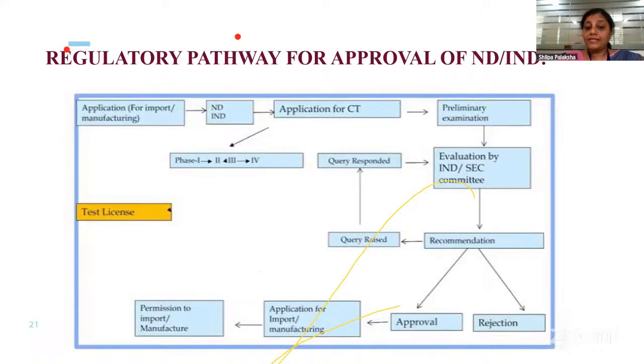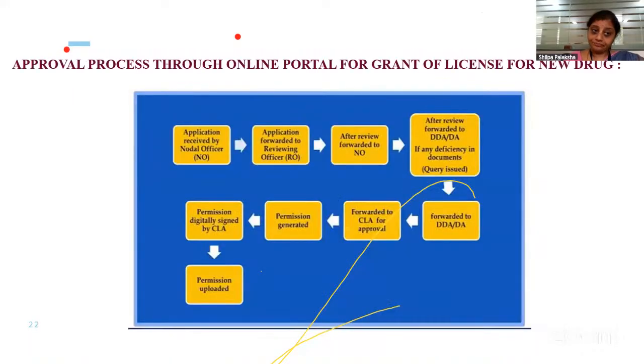After he responds, the evaluation committee will again review whether the provided response is appropriate and satisfactory according to their needs. Then the recommendation will be either approval or rejection. Once it is approved, the permission to import and manufacture will be given. So this is the whole regulatory pathway for approval of NDA or IND.